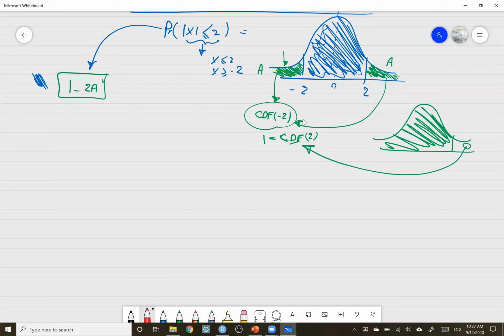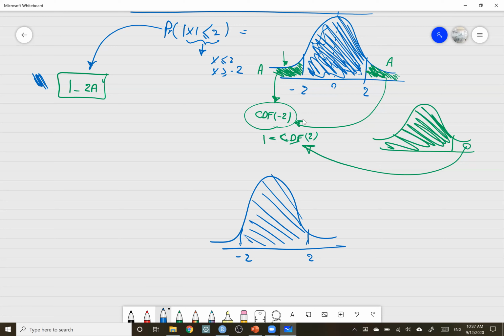Let's explore another way in another color. Let's use red. Let me actually plot this same thing again. 2, -2, we're interested in this blue shaded area. I can do it this way. First, give me the CDF of 2. What is the CDF of 2? Everything, right? So I'm really close to the answer, but I don't like this part. I have to get rid of this part. So what is this part? CDF of -2. So if I do CDF of 2 minus CDF of -2, does everyone see that?